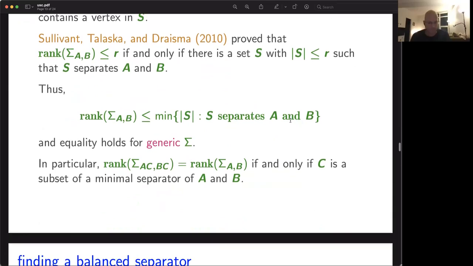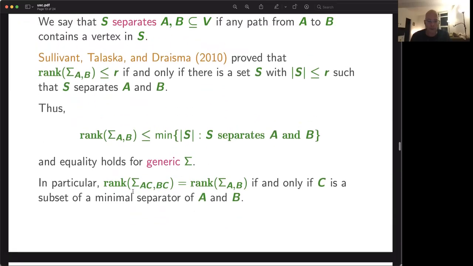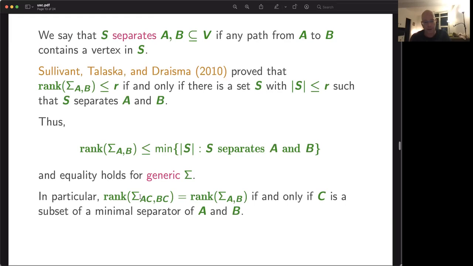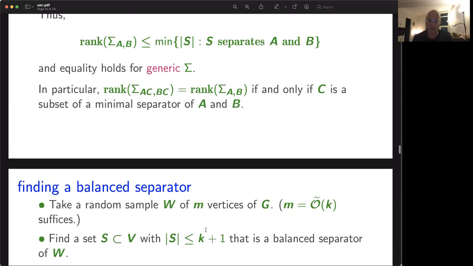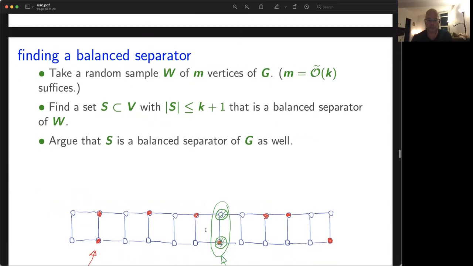Okay. So in particular, it also follows that if we add a subset C, this means A union C and B union C, then this equals the rank of A and B if and only if C is a subset of a minimal separator of A and B. And this is the property that we will use.